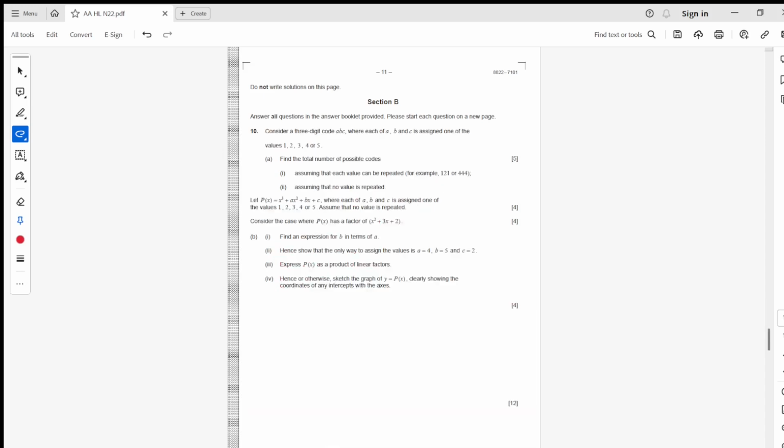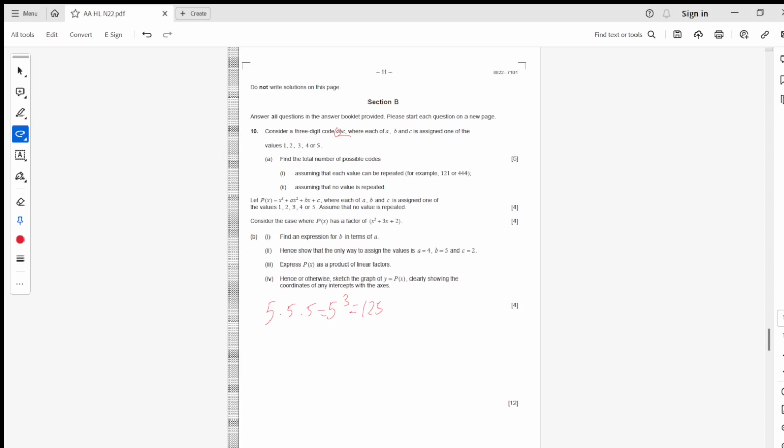Consider a 3-digit code ABC. Find the total number of possible codes, assuming that each value can be repeated. So we have 5 possibilities for number A, 5 possibilities for number B, 5 possibilities for number C. It's just 5 times 5 times 5. 5 to the third power is 125.